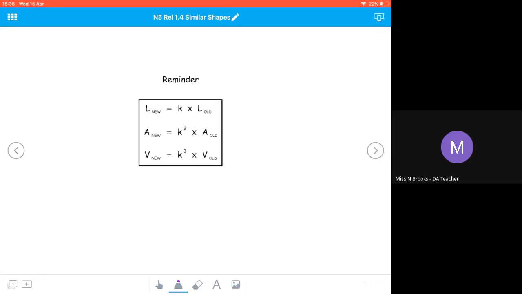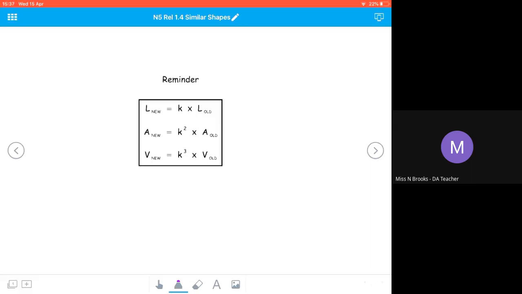So our reminder: when we were working out L new, we were multiplying the linear scale factor by the length on the old shape. When we wanted the area on a new shape, we were doing k squared, or the area scale factor, multiplied by the area of the old shape. And when we wanted the volume of a new shape, then we were taking k cubed, or the volume scale factor, and multiplying it by the volume of the old shape. When we had problems with money, we needed to pay attention to what it said in the question, whether it was proportional to length, area, or volume, so that we knew which of those scale factors to use.